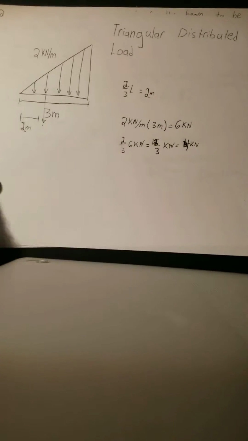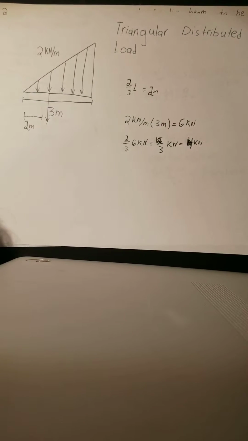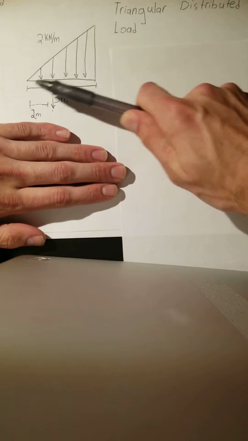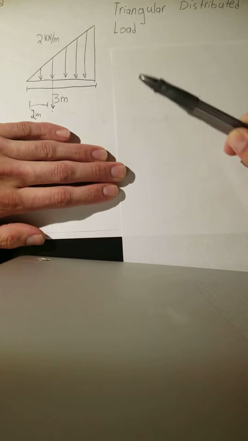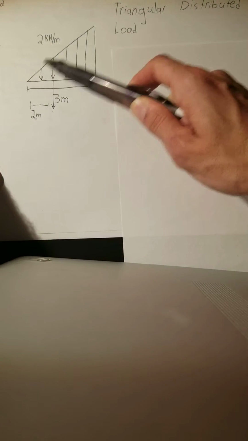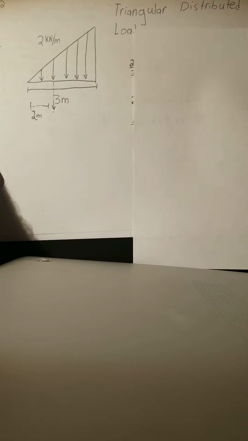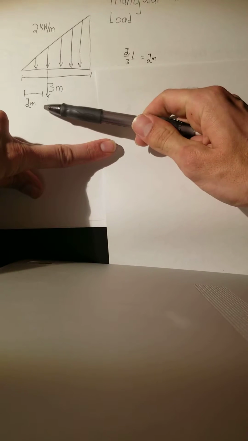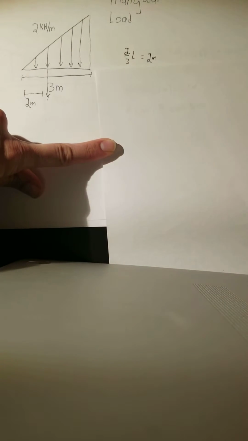Then we're going to move on to a triangular load. So these ones are a little bit more involved. So we have a load starting here, going to here. This one starts at 0, is 3 meters long, and 2 kilonewtons per meter. So what we're going to do to find the resultant force is take the length and multiply that by 2/3. So that's going to give us 2 meters right here. So that's where it's going to be acting.